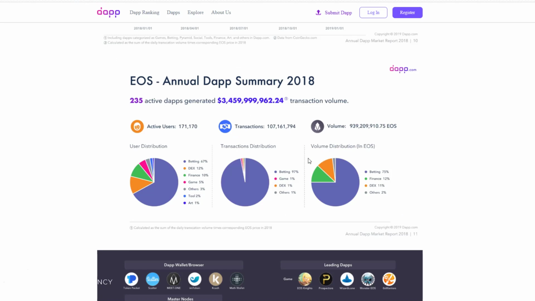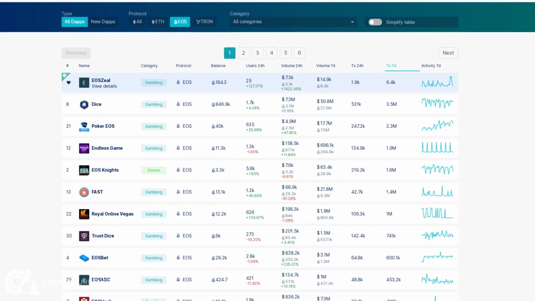Now, in saying that, that's not so much a bad thing. The blockchain is still being used. Smart contracts are being executed. People are sending Ethereum. But again, it's important to know that 97% are on betting applications. So then when you come to volume distribution, in terms of the amount of EOS essentially running through smart contracts, again, 75% on betting, 12% on finance, 11% on decentralized applications, 2% on others. So clearly at the moment, EOS is finding a use case for gambling.